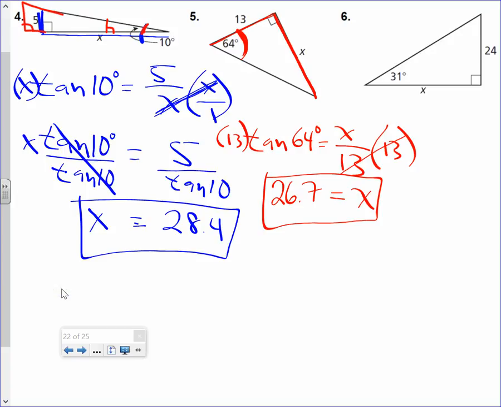The acute angle I'm dealing with is 31 degrees. Opposite to 31 is 24. Adjacent to 31 is x. Let's set up our equation now. I'll bring it down over here.